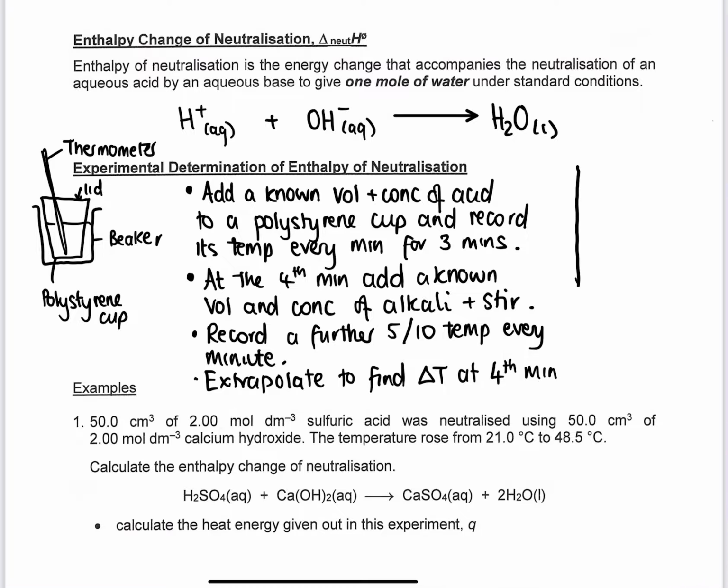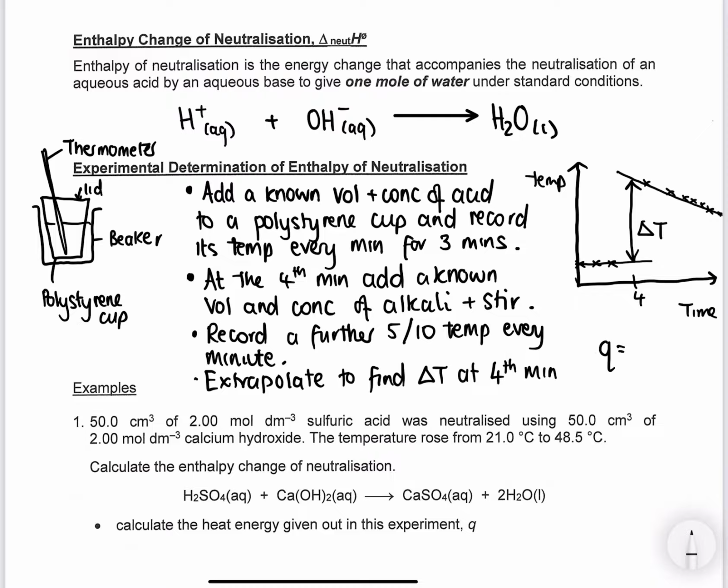So you end up with a graph where you have time on the bottom and temperature up the side, and you get a few points before addition. You can draw a line and extrapolate it out. Then, remembering that at the 4th minute we added our chemical, we'll get a few points after, and they will be cooling down to the surroundings, and we can draw a line of best fit through those as well. At the 4th minute, we can draw a vertical line to work out delta T.